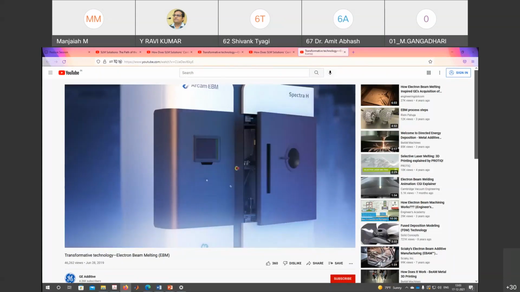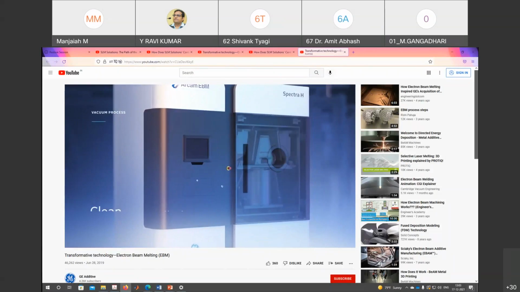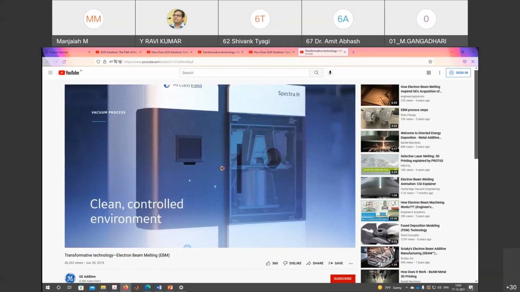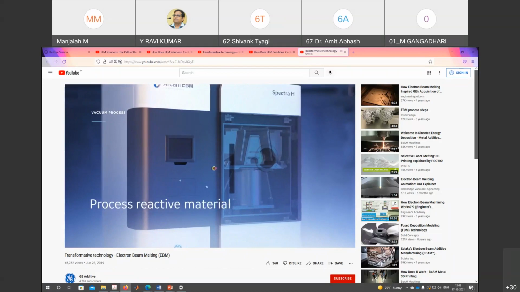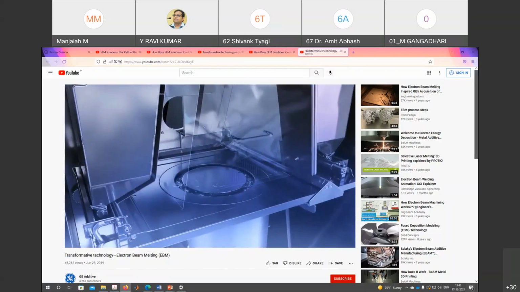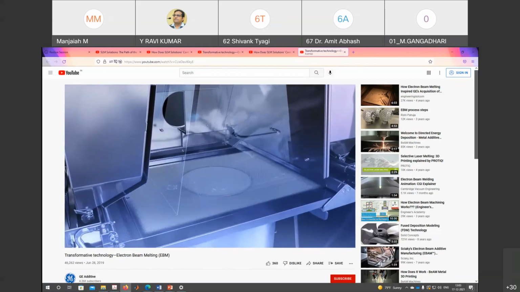Arcam is the leading manufacturer of this, and they have made many implants, such as knee implants. Arcam holds a patent on manufacturing with this electron beam.